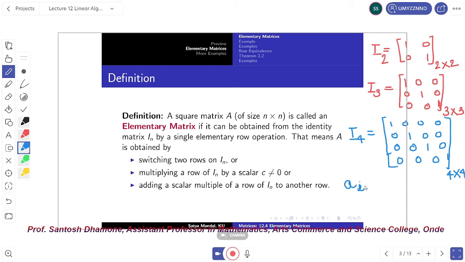So, In is the identity matrix of n by n, with 1s on the diagonal and 0s elsewhere. This is the In.